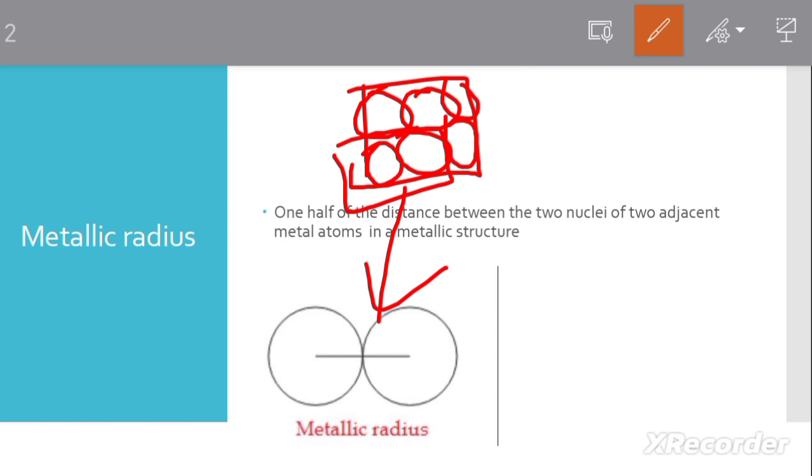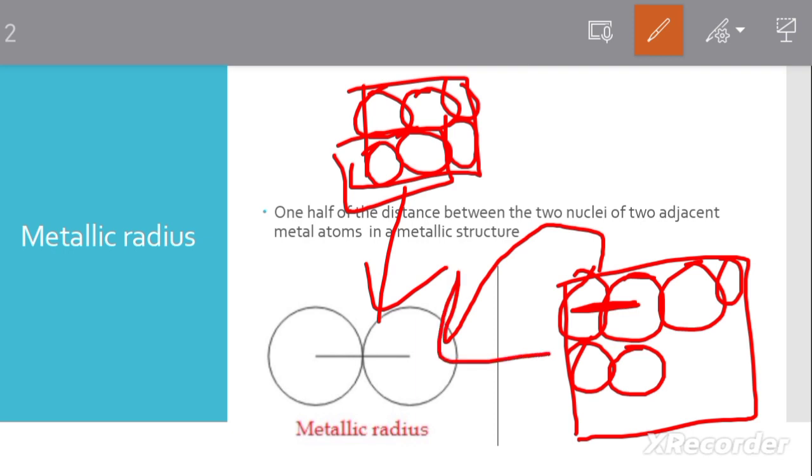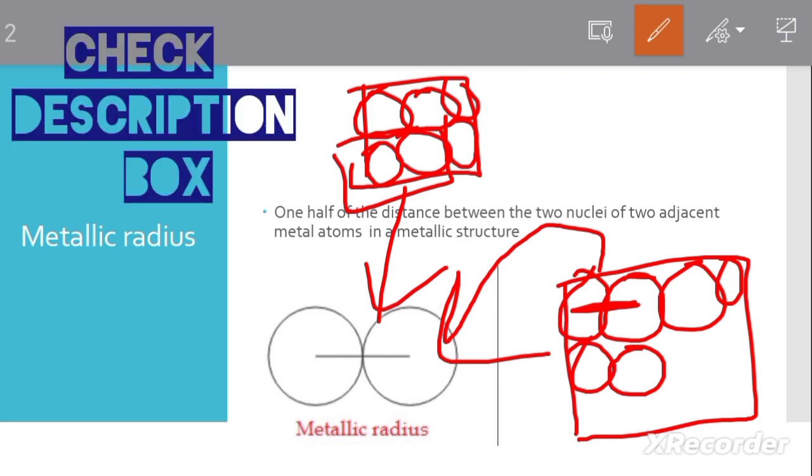Metallic radius means the one half of the distance between two nuclei of two adjacent metal atoms in a metallic structure. In a metal like this, atoms are tightly packed like this, right? These are two adjacent atoms. If we take out these two adjacent atoms and measure the distance between two nucleus of these two atoms and take the half value of that, then that is metallic radius.